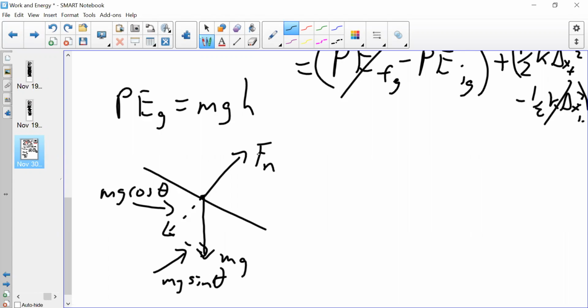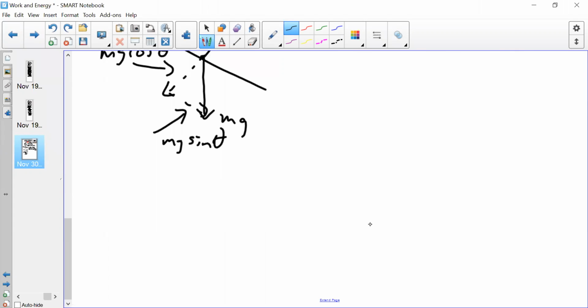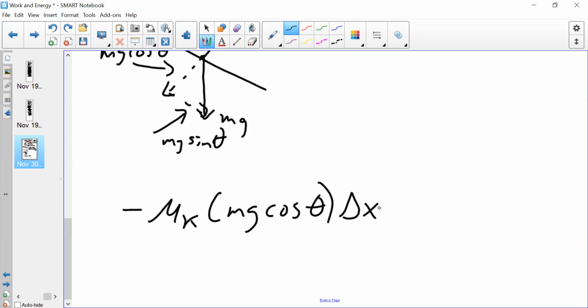Fn minus mg cosine theta equals 0. Set them equal. That's what Fn is going to be. And so as we continue to dissect this, it's no longer Fn, but mg cosine theta, 37 degrees, times delta x. Delta x is 0.2.